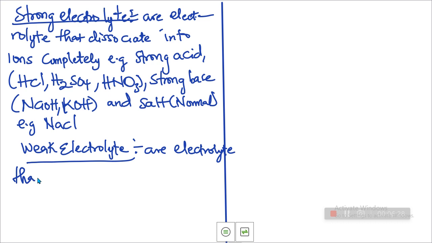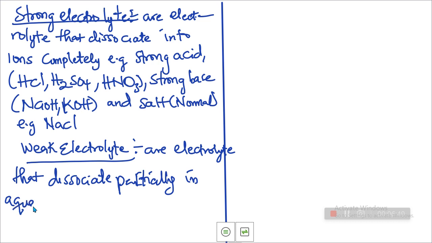That dissociates partially. So the reason why I wrote the ones that we have done down is so that it can reduce the time we are going to use. So our electrolyte that dissociate partially in aqueous or solution form.